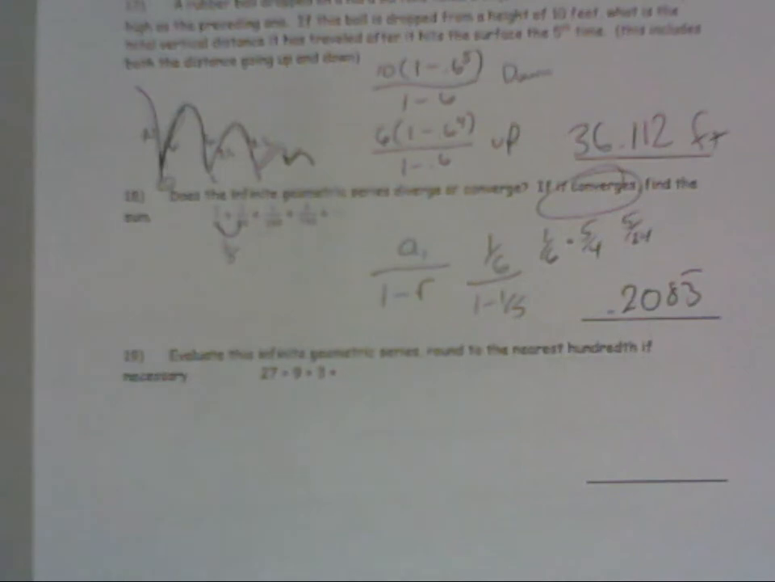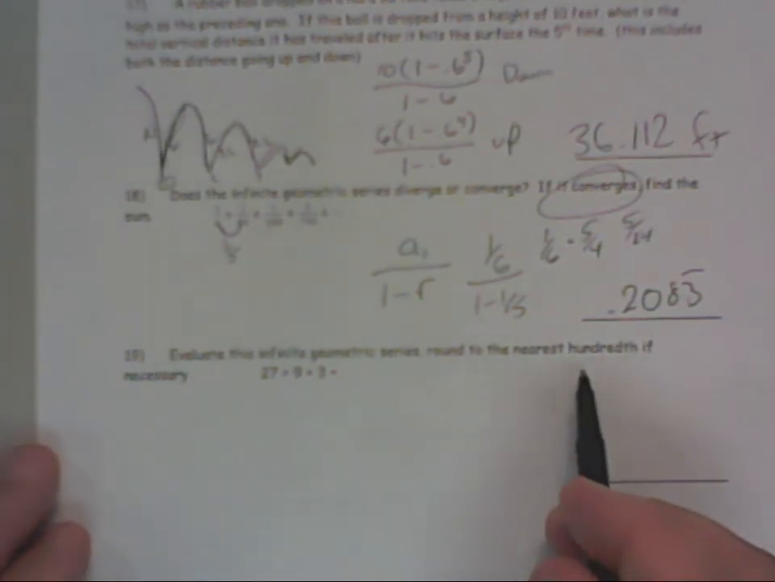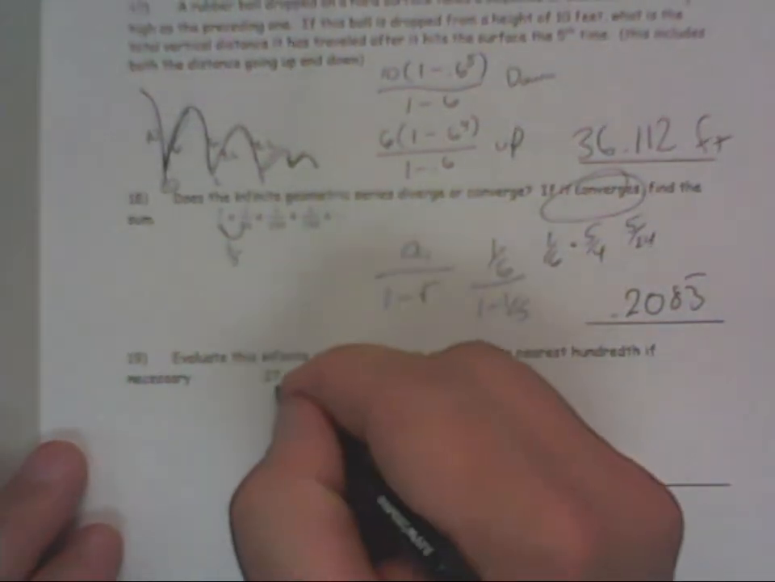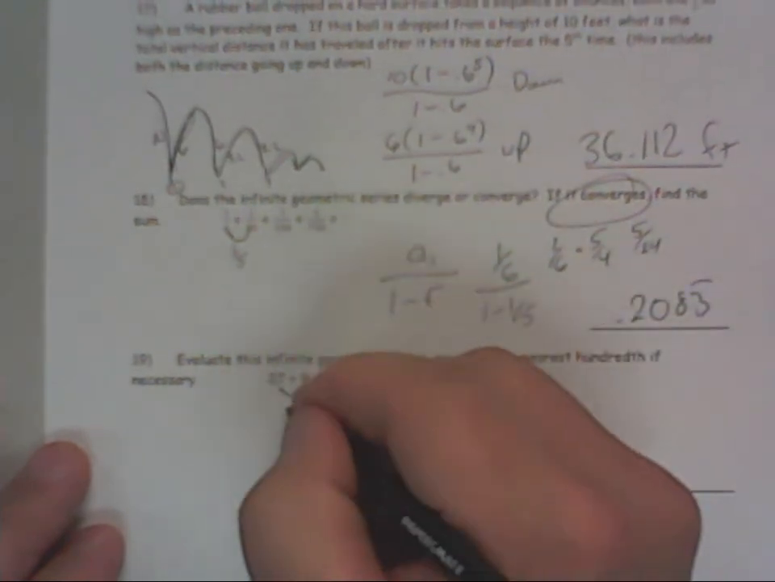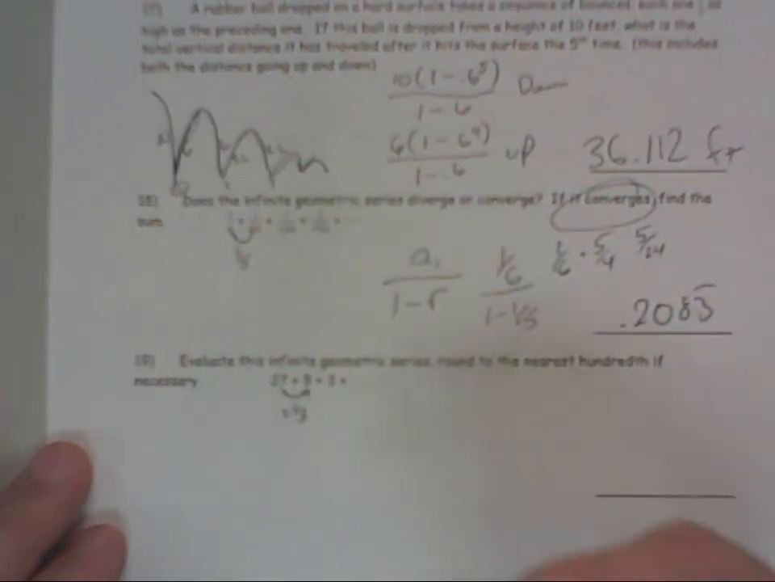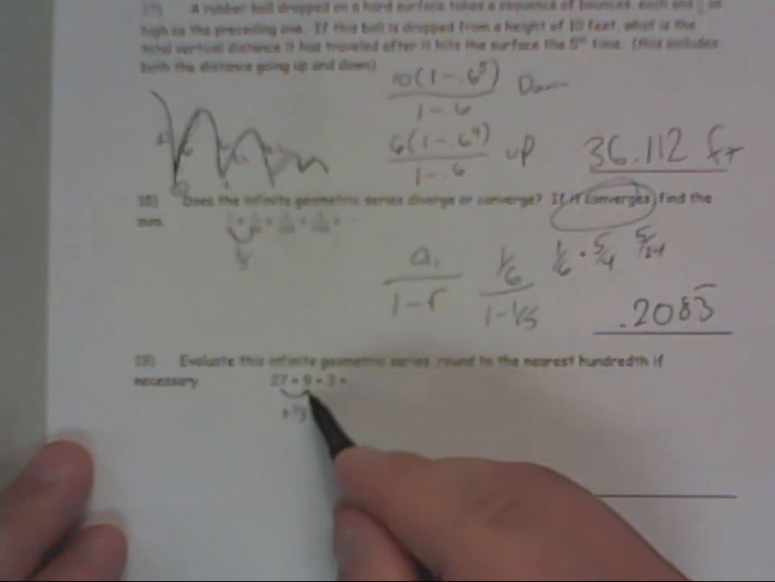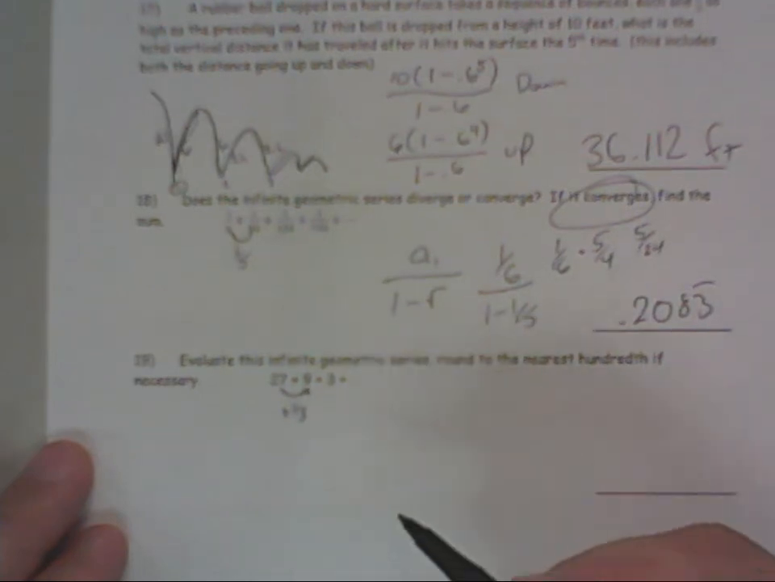Number 19, evaluate this infinite geometric series and round to the nearest hundredth if necessary. We are not multiplying by 3, we're multiplying by 1/3 here. 27 times 1/3 is 9. 9 times 1/3 is 3.